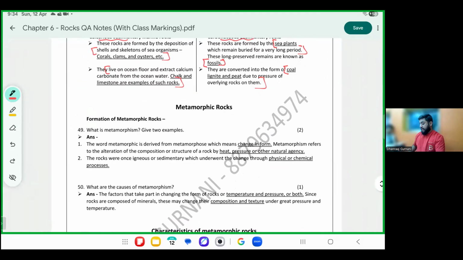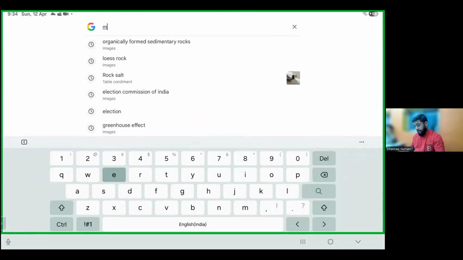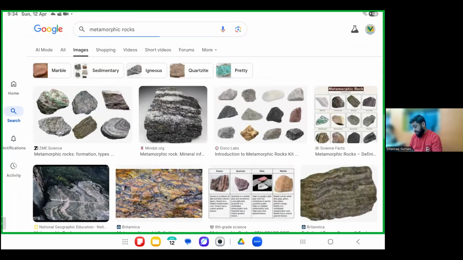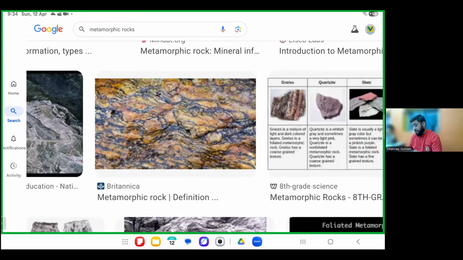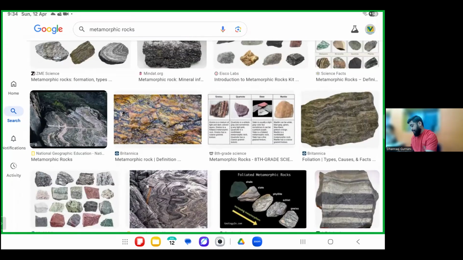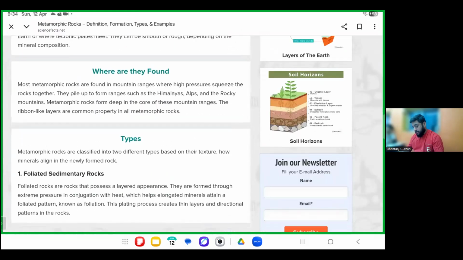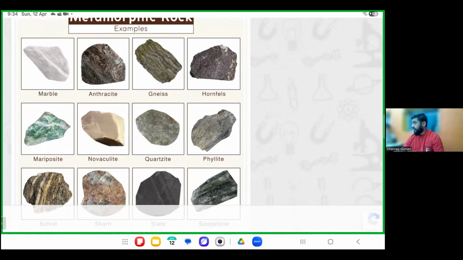Last type of rocks, metamorphic. Look at this, because here we will see metamorphic rocks being formed. Metamorphic is very simple. These are rocks which are formed because of HAP. Just have a look at the photo first for reference so that you know what metamorphic rocks are. These are all metamorphic rocks: marble, anthracite, gneiss, quartzite, and many more.